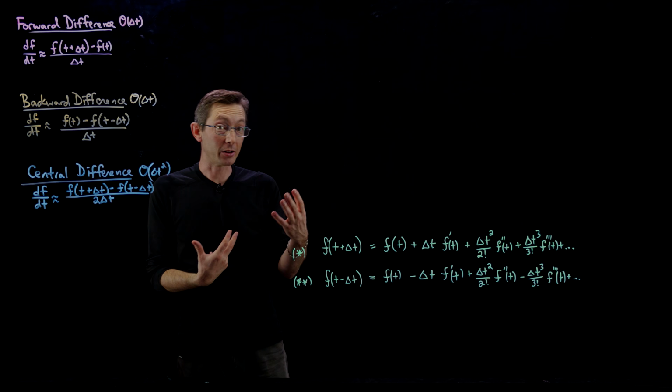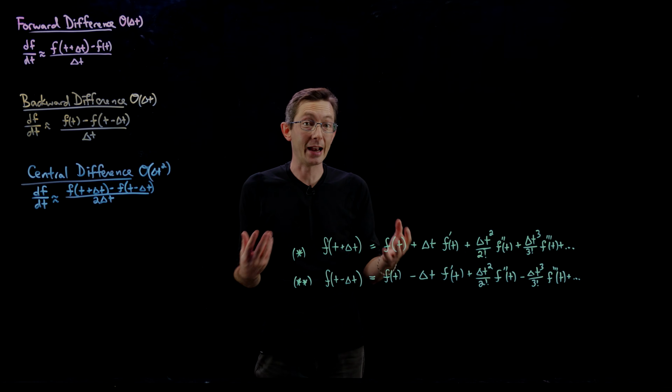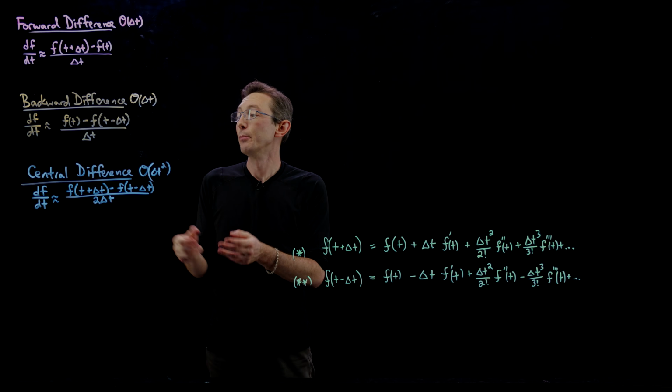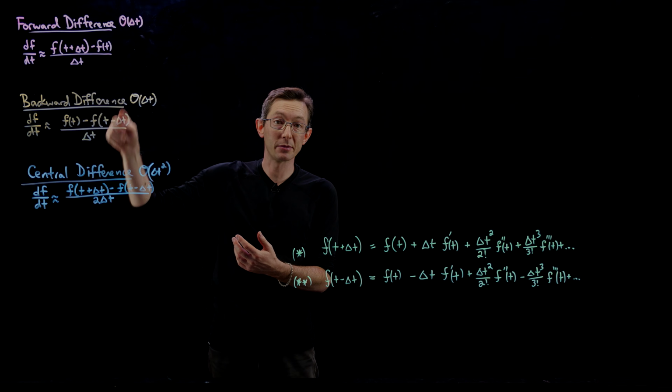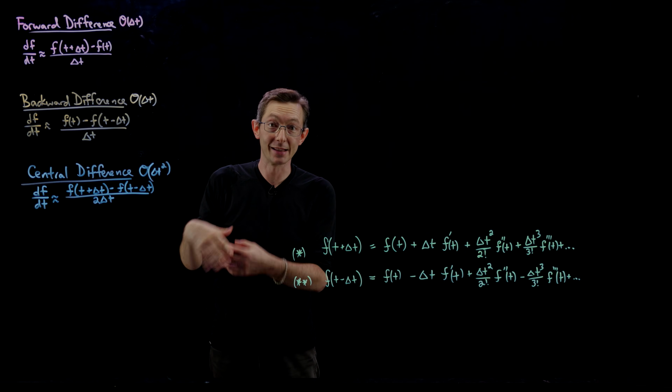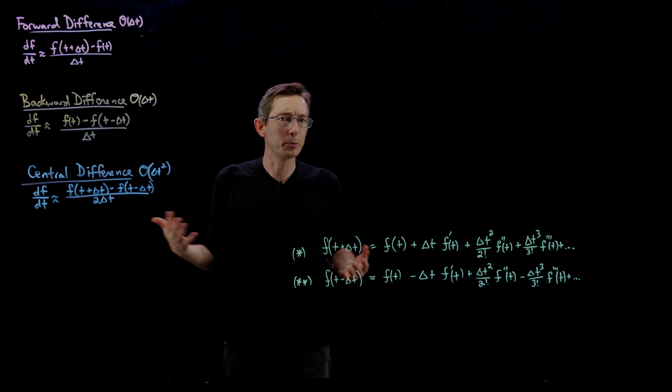So if I want better accuracy of these methods, I have to make delta t smaller. But if I make delta t 10 times smaller, these methods only get 10 times more accurate, whereas central difference gets 100 times more accurate. So pretty cool, okay?